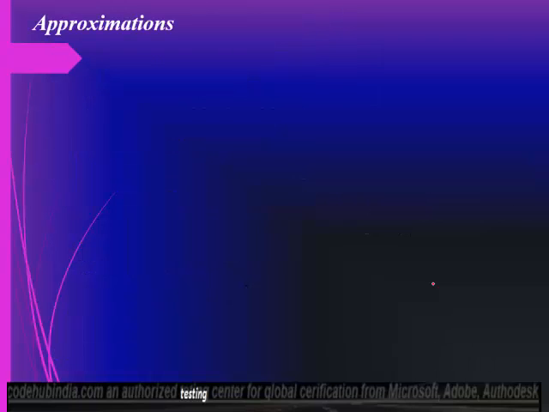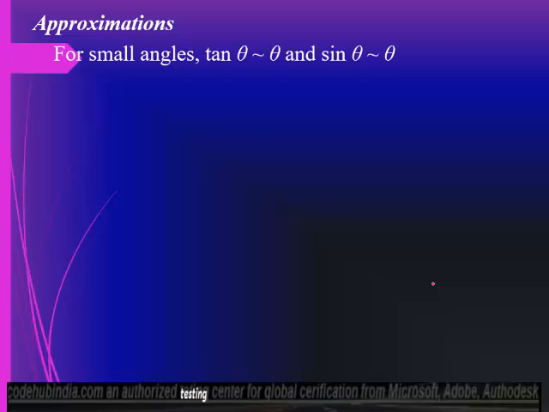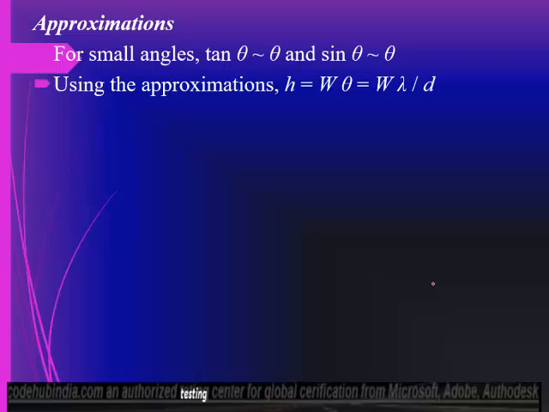And for a small angle, sin theta equals theta, tan theta equals theta, then what will happen? It is an approximation: h is equal to W theta. And what is this theta? Theta is lambda by d.